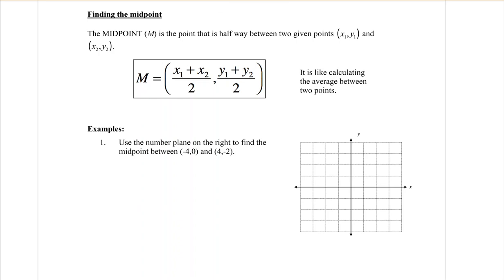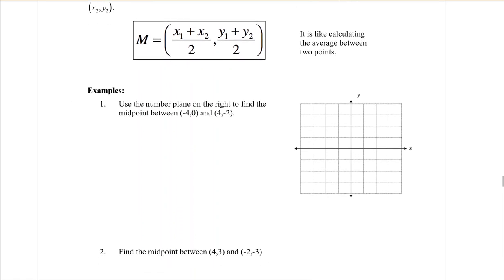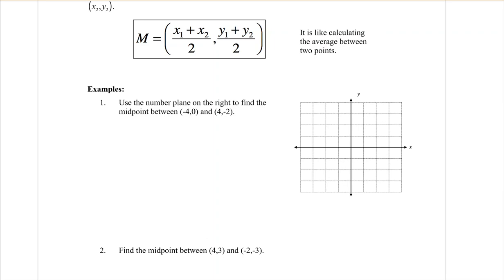Okay, last lesson we were learning how to use the distance formula to find the distance between 2 points. Today we're going to be finding the midpoint, which is the point right in the middle of the other two. We'll be able to see that a bit more accurately on this first question where we're going to draw a diagram. It says use the number plane to the right to find the midpoint between -4, 0 and 4, -2. So let's just put some numbers on here.